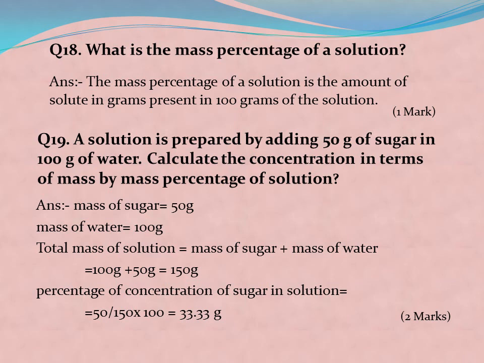Question number 19. A solution is prepared by adding 50 gram of sugar in 100 gram of water. Calculate the concentration in terms of mass by mass percentage of solution. Answer: mass of sugar equals 50 gram, mass of water 100 gram, total mass of the solution equals mass of sugar plus mass of water equals 100 gram plus 50 gram equals 150 gram. So the percentage concentration of sugar in solution equals 50 divided by 150 into 100 equals 33.33 percent.